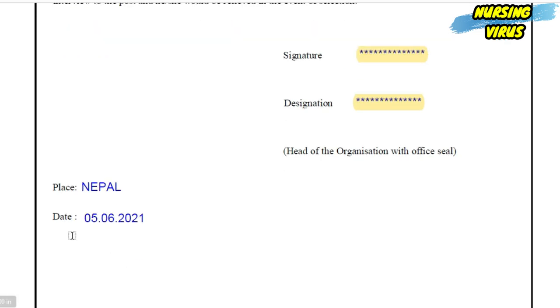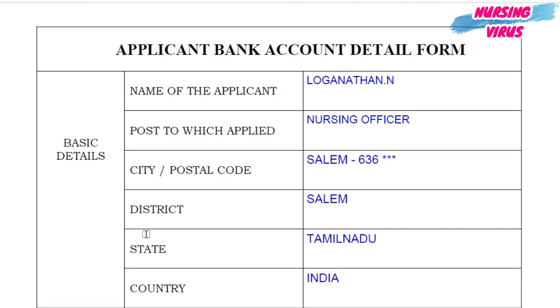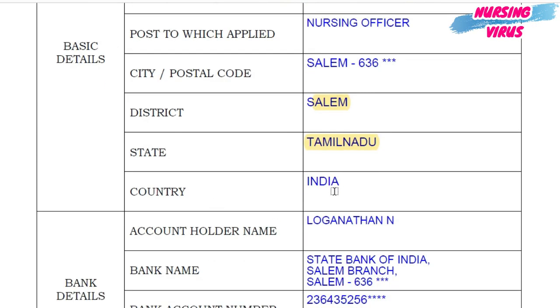So the next one, the place and date also you can keep. The next application is the application bank account detail form. That is basic information about you. You need to write the name of the applicant, the post you are applying for, nursing officer, the city with the postal code, and the district, Salem, and the state, Tamil Nadu. The country is India.